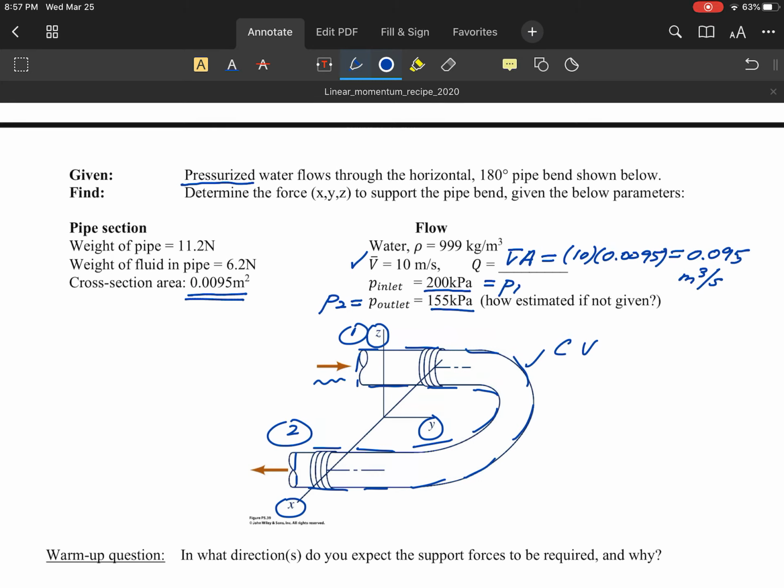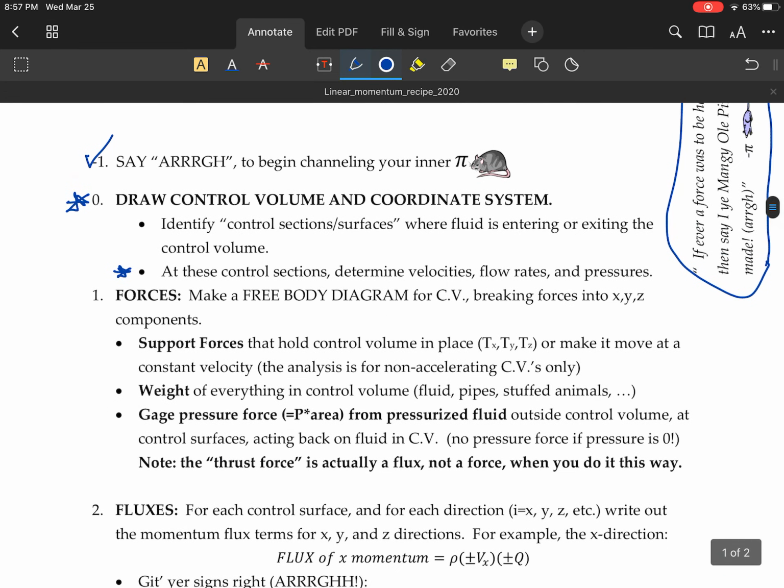So that's good. Sometimes you might need to use the pipe flow energy equation to get the pressures at one location or the other, and that would be plugged in at this step here, okay?